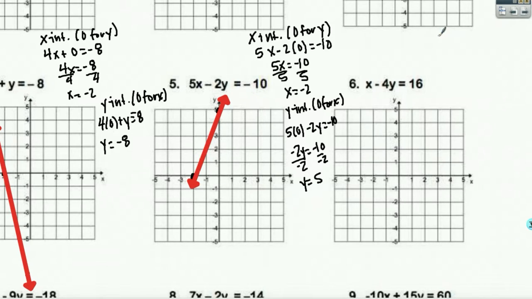On number 6, we've got x minus 4y equals 16. To get our x-intercept, we're going to do 0 for y. Basically, you're canceling out what you don't want. So if we want our x-intercept, we're going to cancel out the y's. So we're going to say x minus 4 times 0 equals 16. 4 times 0 is 0, so we'll have x equals 16. So my x equals 16 would be somewhere way out here.